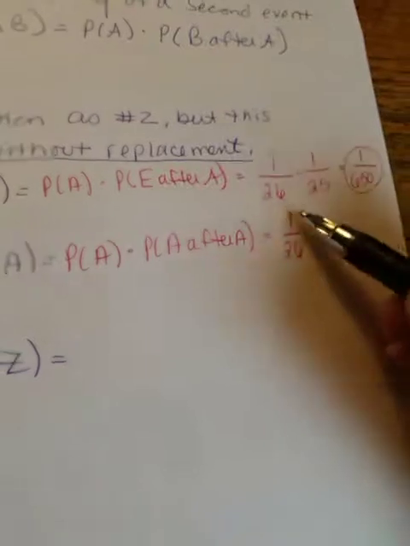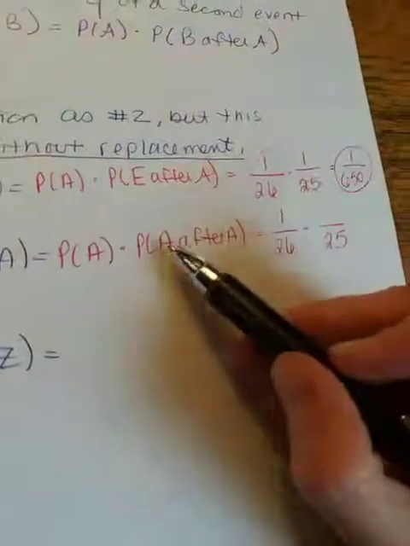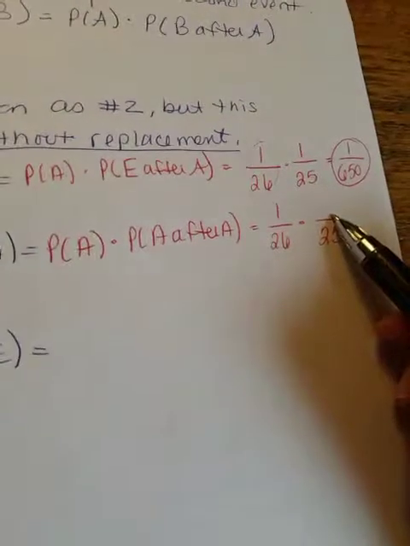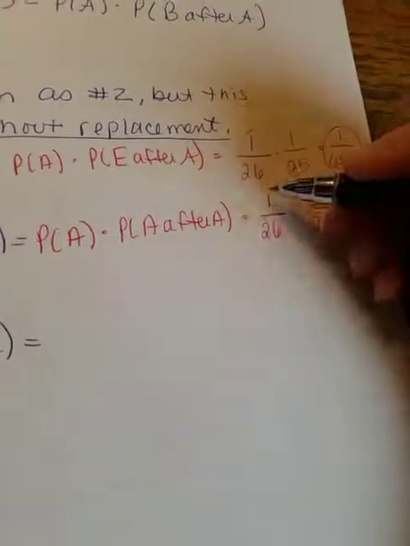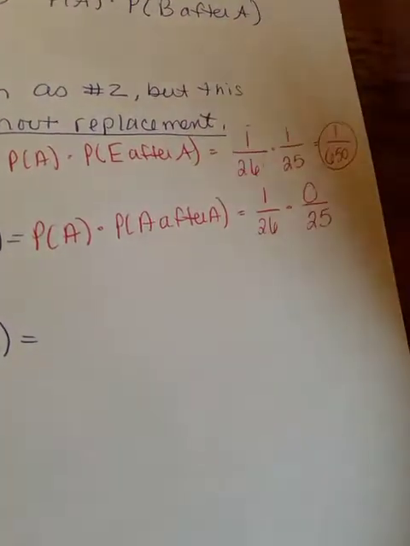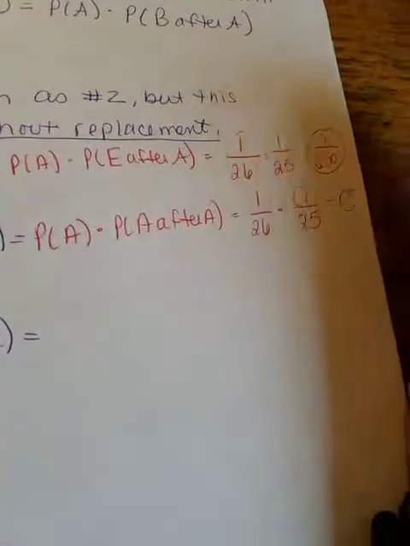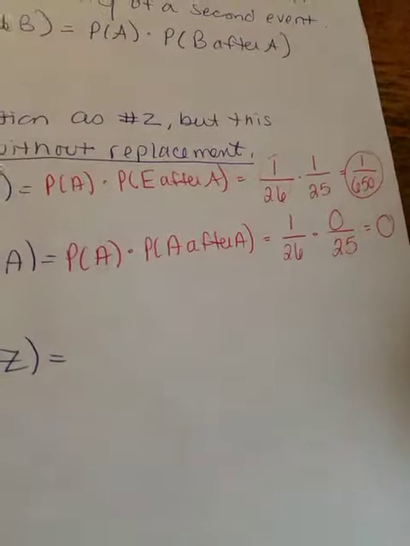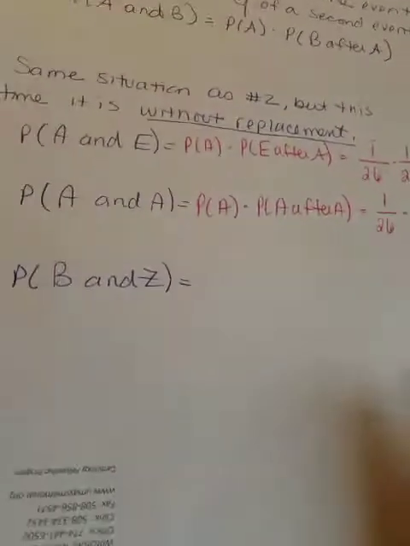Now though, if you picked an A on the first one, for that second A, how many are left if you want to pick that same one again? Is that possible? There are 0 A's left. Because you picked one on the first, and it's to the side, there are no longer any A's in the bowl. So 0 times anything is 0, meaning this cannot happen. The probability of this event is 0. It will not occur. Cannot happen.